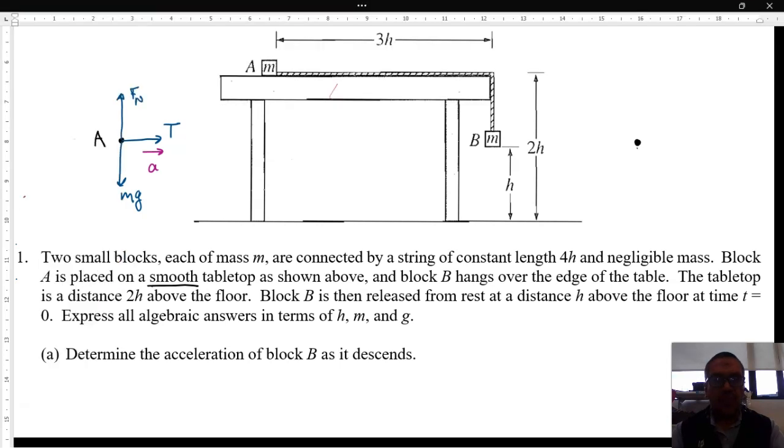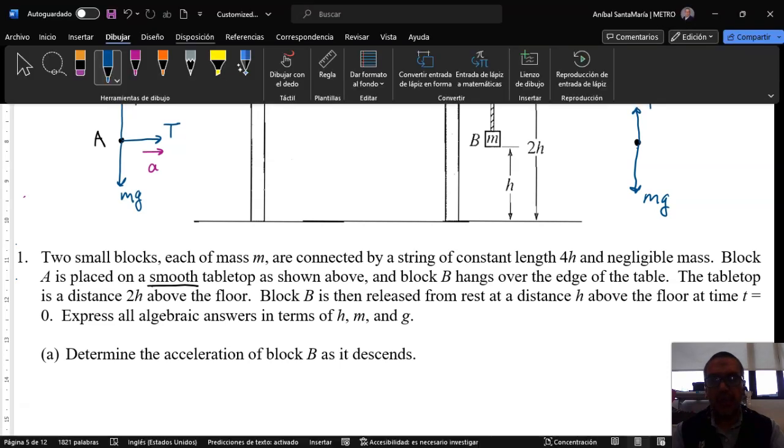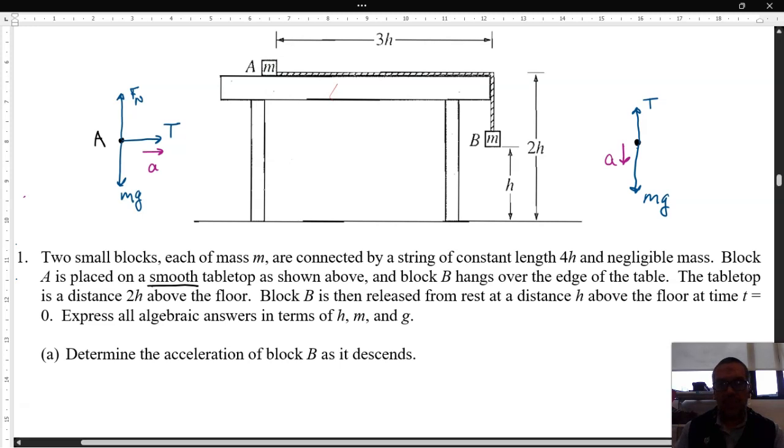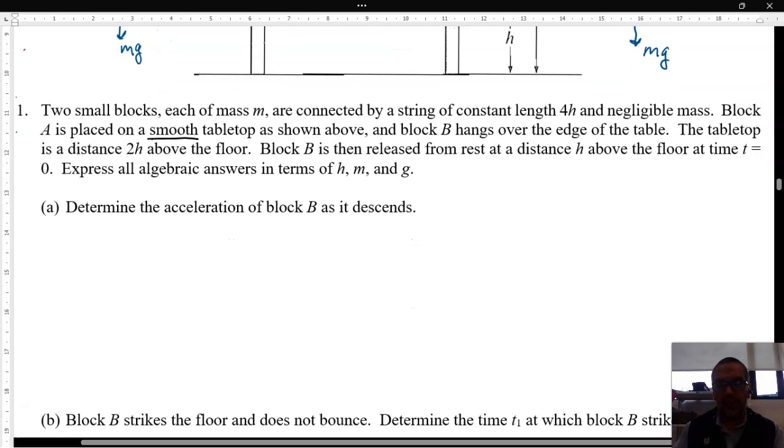In the case of block B, we have a gravitational force mg pulling it down and the tension T pulling it upwards, and the acceleration is, of course, downward. You can notice that the acceleration is the same for both of them. We do this because the only way to determine this acceleration is by making a system of two equations.